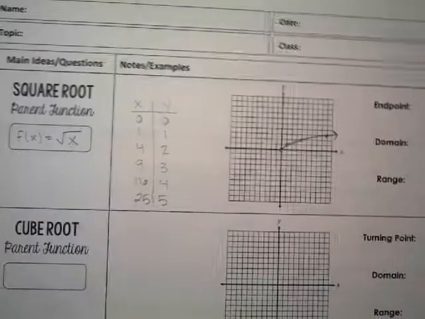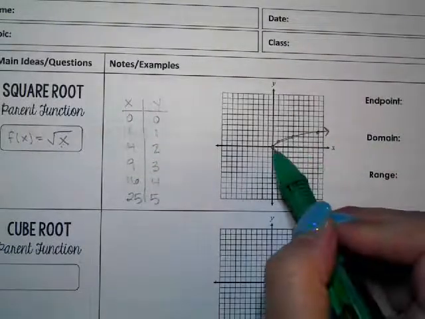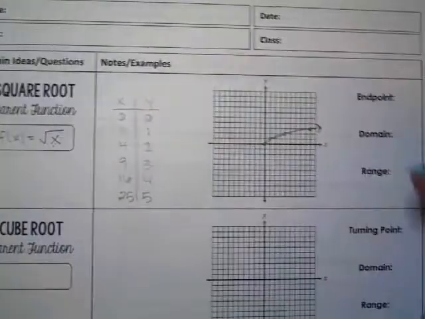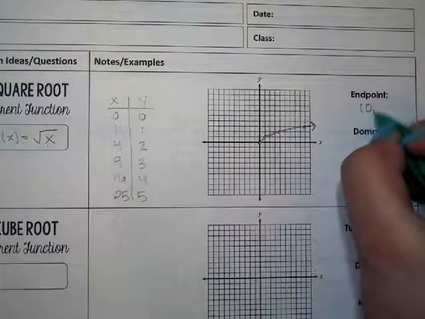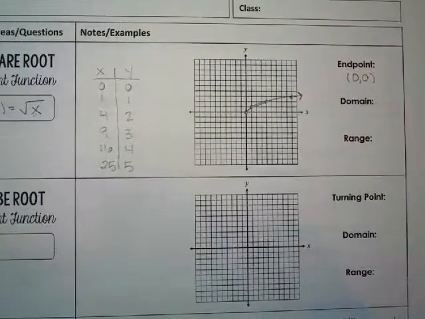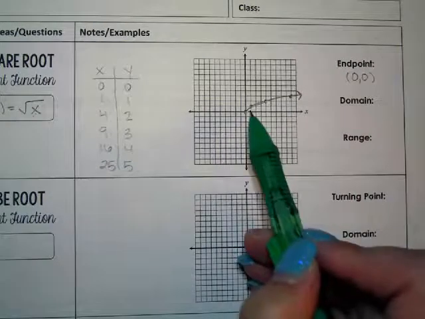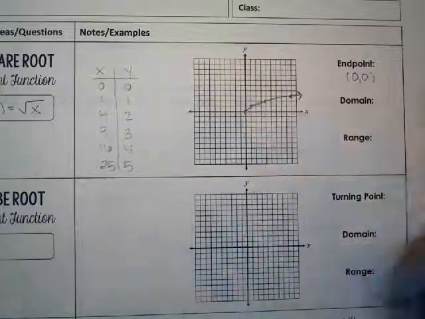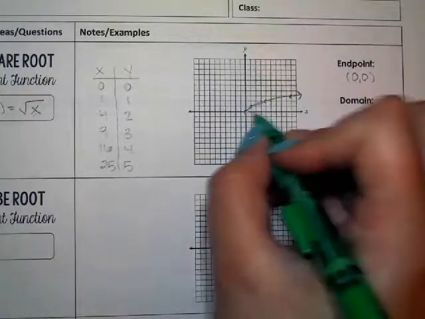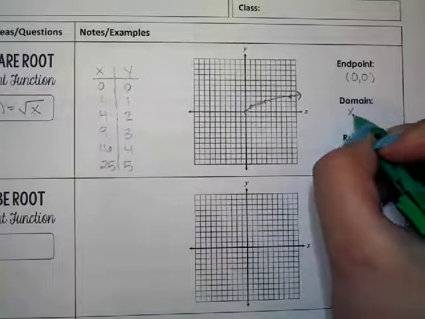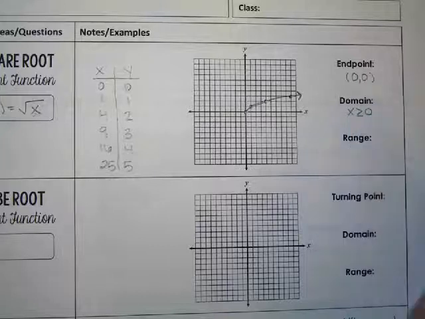Okay. So the end point is this point right here. The graph stops right there. So on the parent graph, the end point is 0, 0. The domain are the x values that we can have. I'm going to write it two ways. So I'm going to say my lowest x value is 0. So x is greater than or equal to 0.